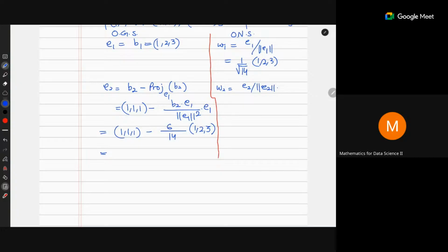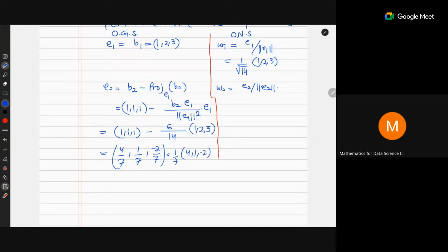So what will you get? 1 minus 6 by 14, which is 8 by 14. 1 minus 12 by 14, which is 2 by 14. 1 minus 18 by 14, which is minus 4 by 14. So it's going to be 4 by 7, 1 by 7, and minus 2 by 7. Correct? So 1 by 7 comes out, leaving 4, 1, minus 2.